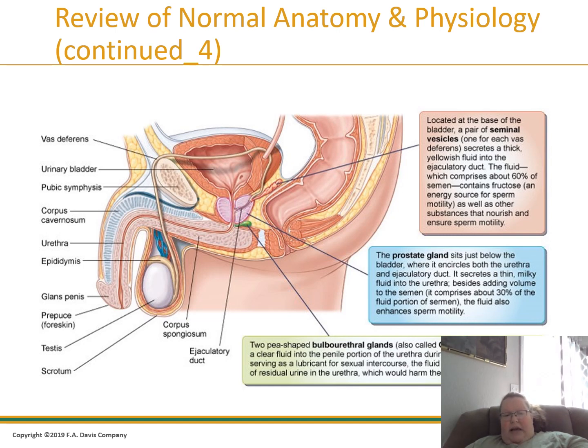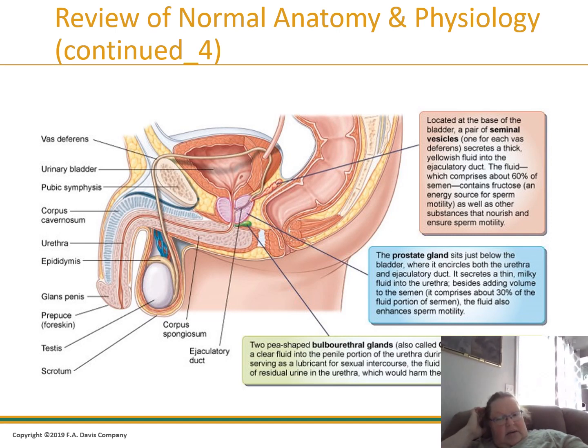The prostate gland sits just below the bladder where it encircles both the urethra and ejaculatory duct. It secretes a thin milky fluid into the urethra. Besides adding volume to the semen, the fluid also enhances sperm motility. There are two pea-shaped bulbourethral glands as well.